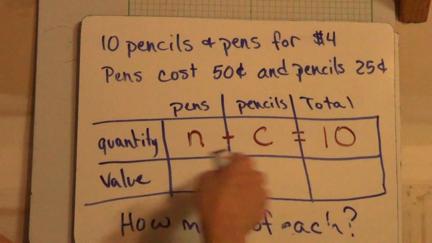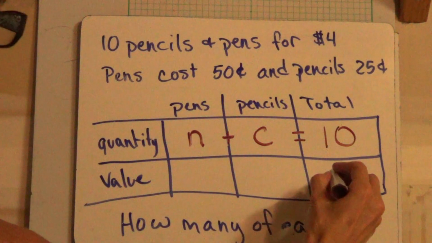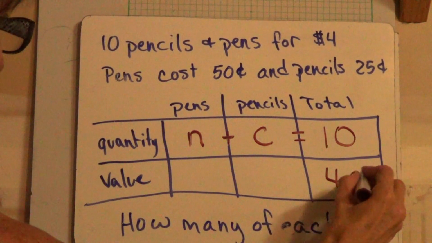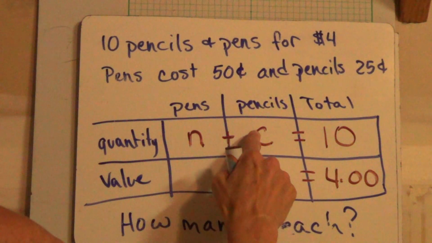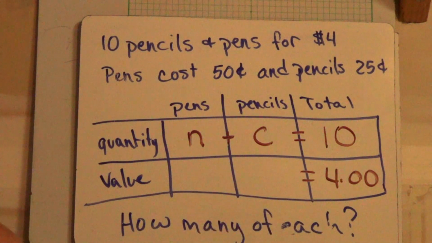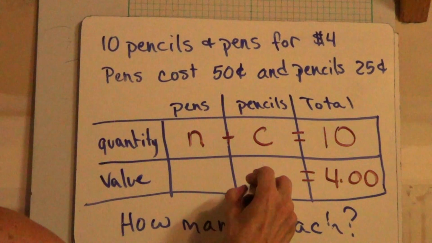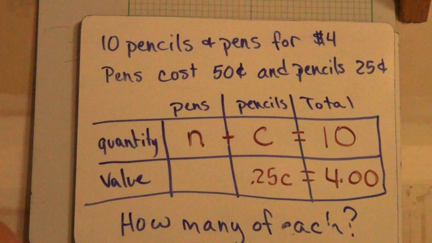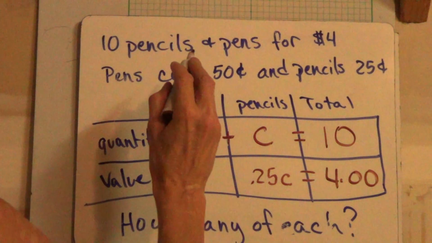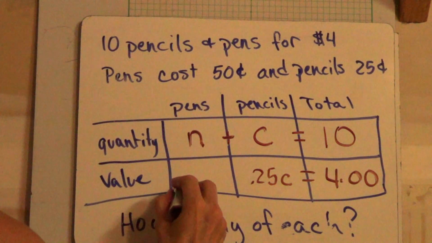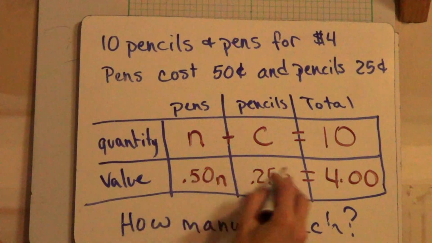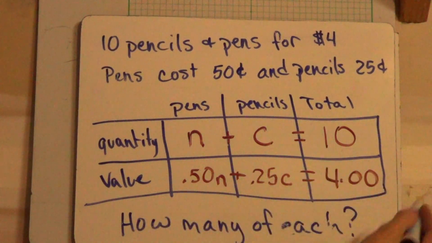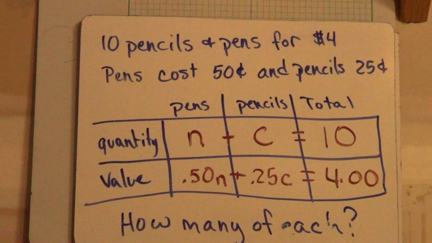Now we do a value equation. I spent $4. So when I went up to the cash register, every pencil that she ran across the little scanner, it charged me 25 cents for each one. Correct? And for each pen, it charged me 50 cents. But they added those two together to get the $4. You've got your two equations right there.